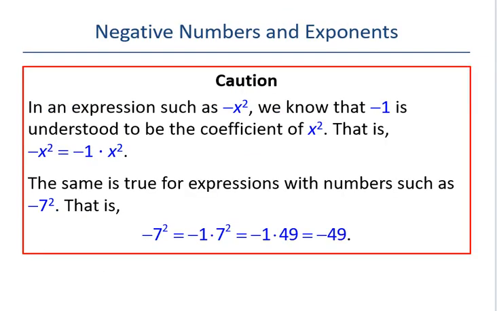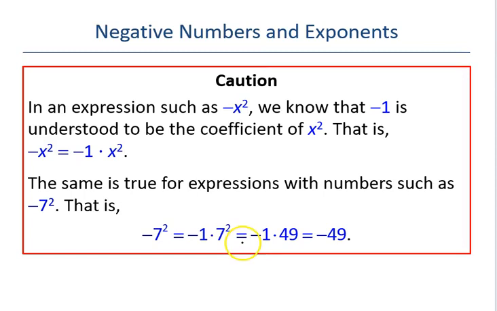Okay, let's continue on. In the expression such as negative x squared, we know that negative 1 is understood to be the coefficient of x squared. That is, negative x squared equals negative 1 times x squared. The same is true for expressions with numbers such as negative 7 squared. The reason they're saying this is because of this right here. If you're not careful, normally you would think, okay, x squared is x times x, and that's going to be a positive, okay? But that's not what's going to happen here. Notice, you're still going to get a negative number here, which is why you're getting this negative 49. It's because of this negative 1.